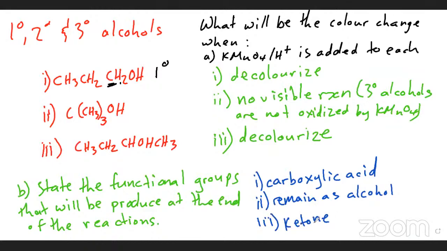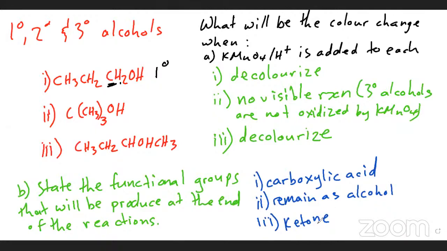Sir, can you write RXN on paper tomorrow as a shorthand? No, write out the word. So primary alcohols give carboxylic acid. Secondary alcohols give ketone.